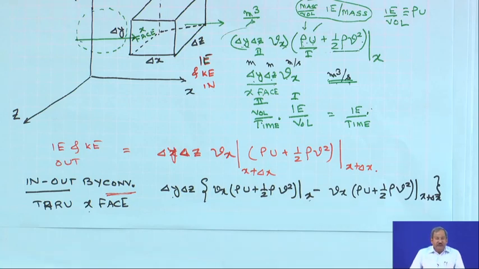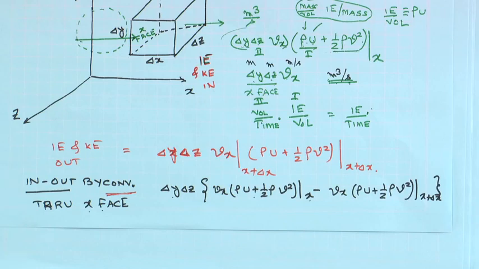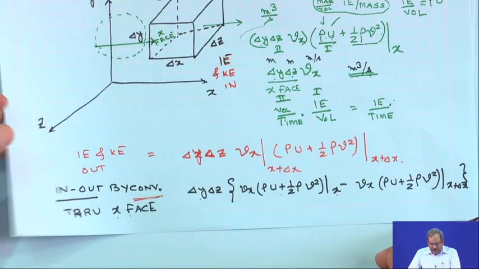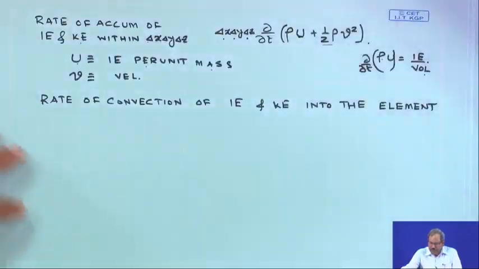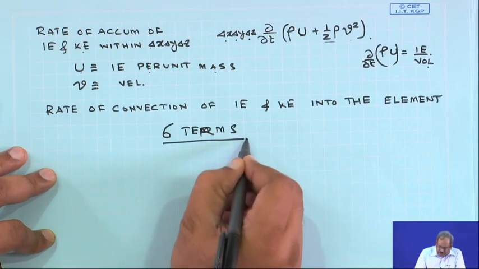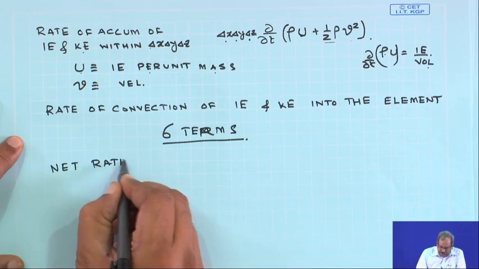So, in total, to take into account the convective flow of internal and kinetic energy into the volume element del x, del y, del z, I will have 6 terms, 2 terms each for x, y and z face, that would signify the total amount of heat which comes into the system by convection. Similarly, I am going to write the rate of convection of internal and kinetic energy into the element. There will be a total of 6 terms as I have explained before, and then we have to think about the net rate of heat addition by conduction.